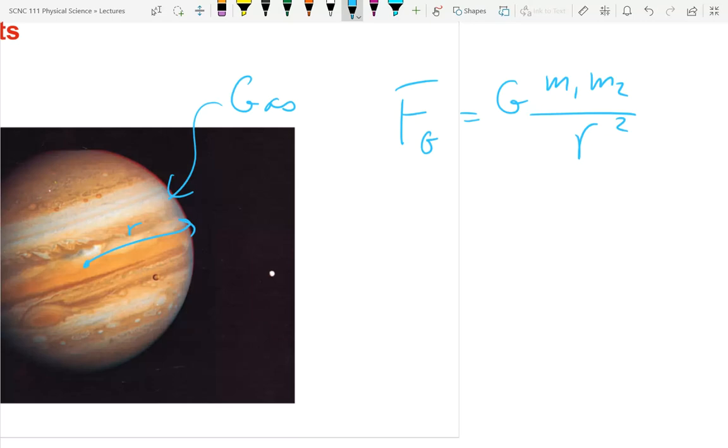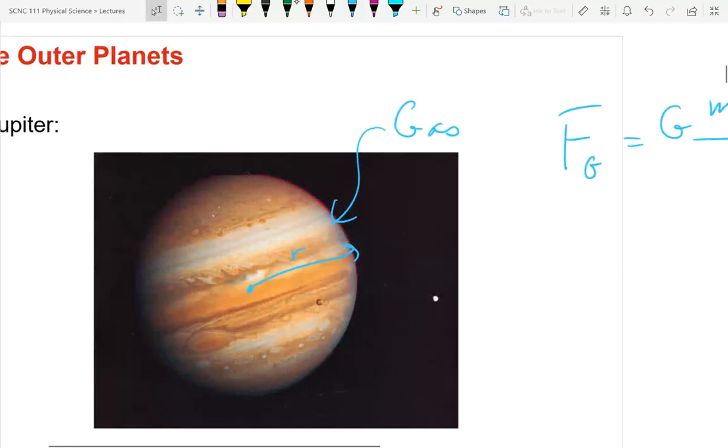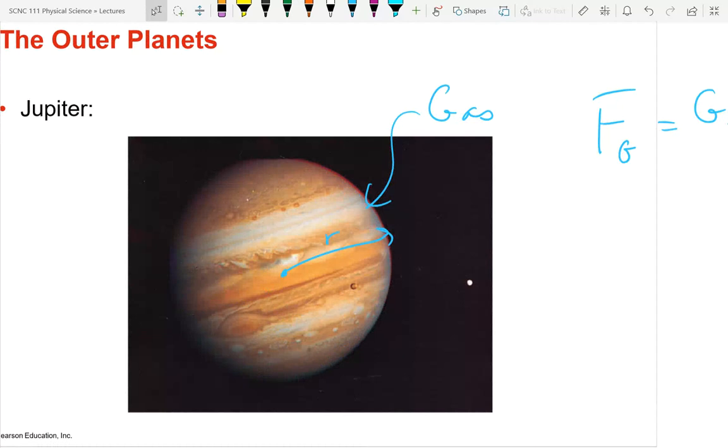So, things about Jupiter. What do you know from looking at just this picture? What things do you see on this picture that remind you of stuff you already knew about Jupiter?